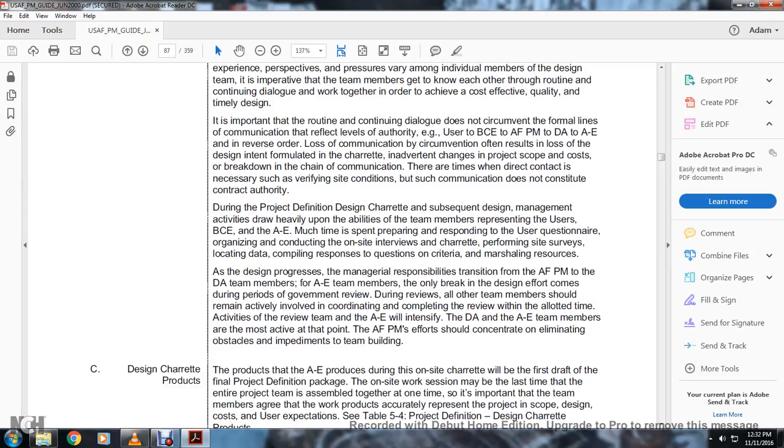The only break in the design efforts comes during the periods of government review. During the review, all other team members should remain actively involved with the coordinated completion of the review within the allotted time. The architectural engineering team members are most active at this point.